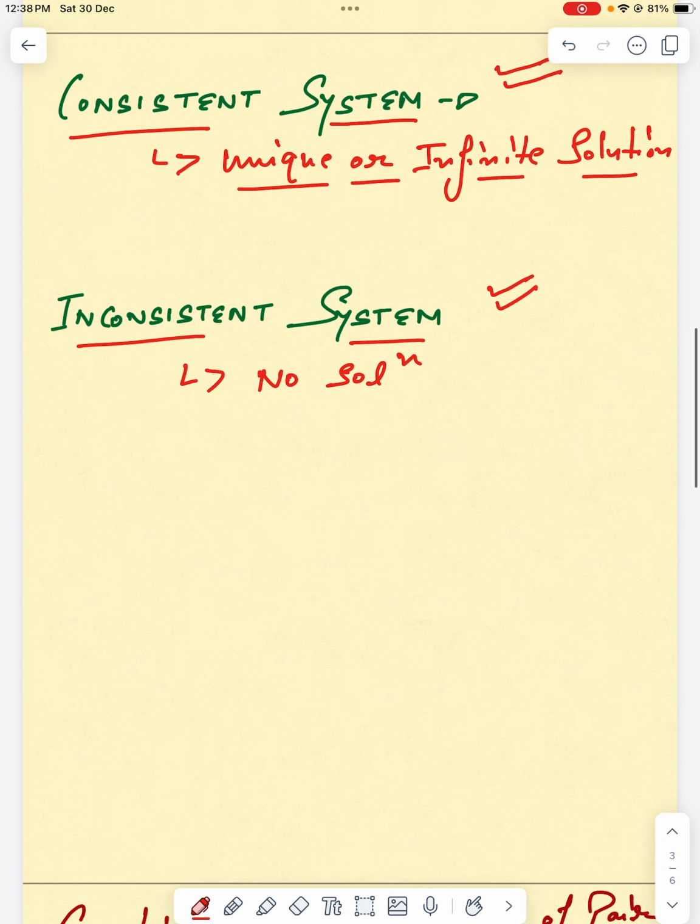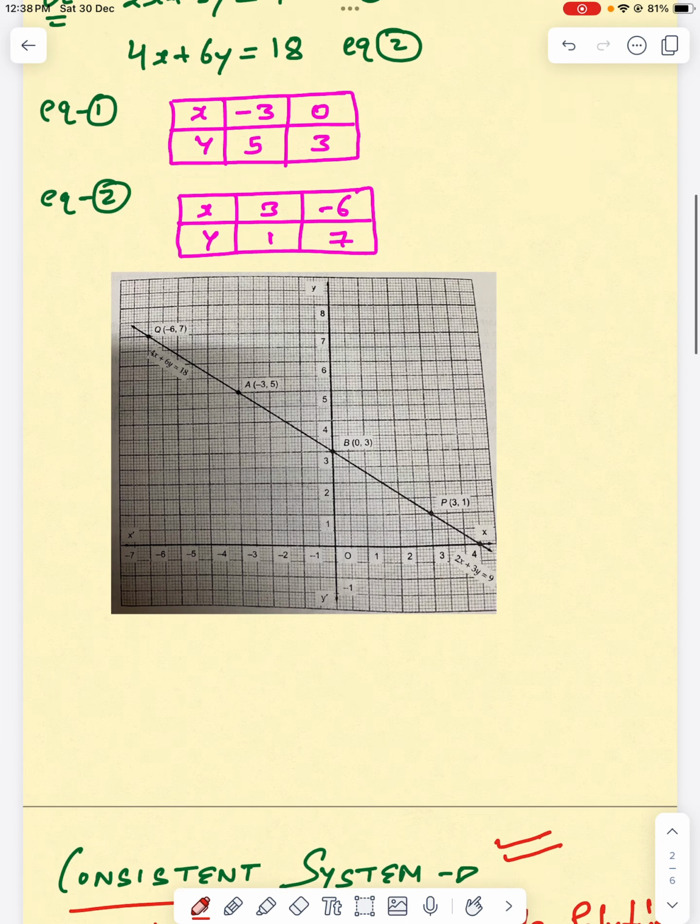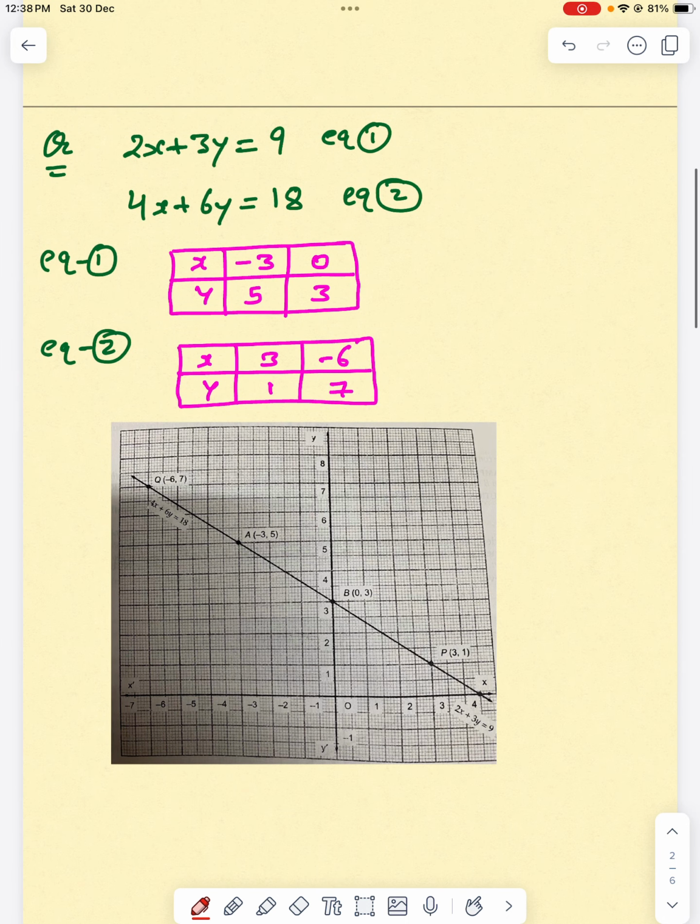Now two more questions we are solving here. One has the equations 2x plus 3y is equal to 9 and 4x plus 6y is equal to 18. In a similar way, just find the values of x and y by assuming any values of x and y.